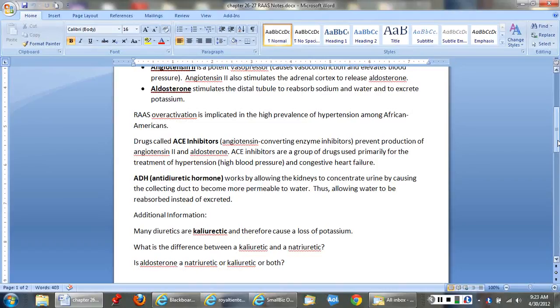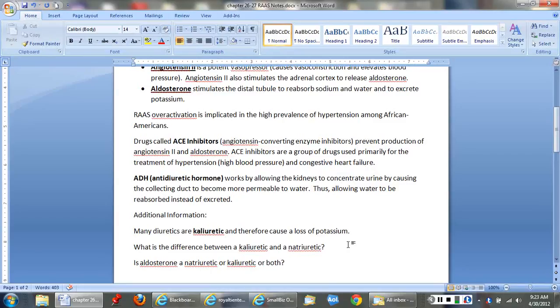Many diuretics are kaliuretic. That is misspelled. Kaliuretic. Just like diuretic. So what is the difference between a kaliuretic and a natriuretic? Natrium is sodium. Kaliuretic is referring to potassium. So those ions, what about them?